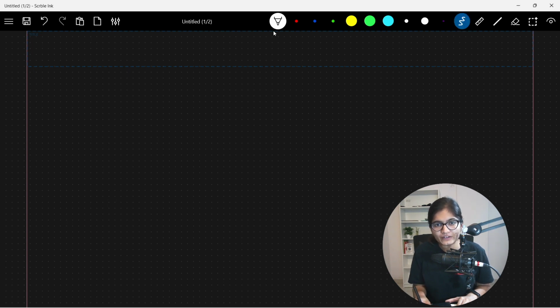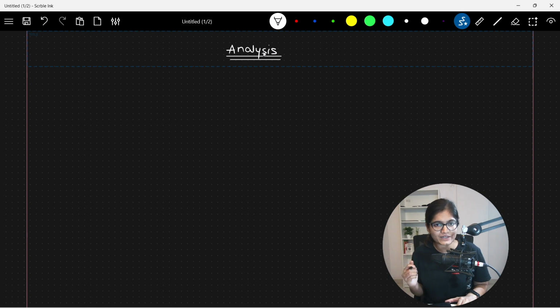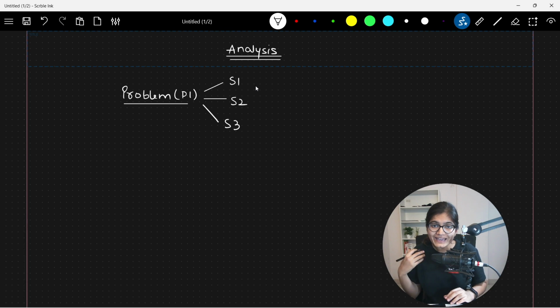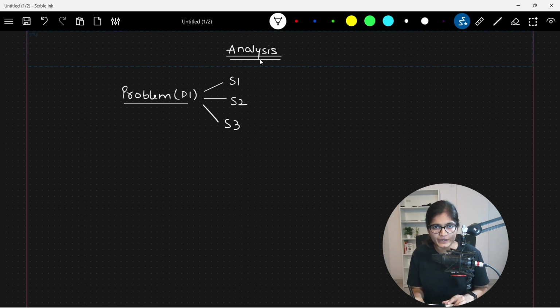So basically, whenever we are talking about analysis, we will be talking in terms of two broader categories. First of all, when analysis comes into the picture, suppose any problem P1 has more than one solution, for example, solution S1, solution S2, and solution S3. When a problem P1 has more than one solution, how can I differentiate which particular solution is working better than the other? So here, the analysis part will come into the picture.